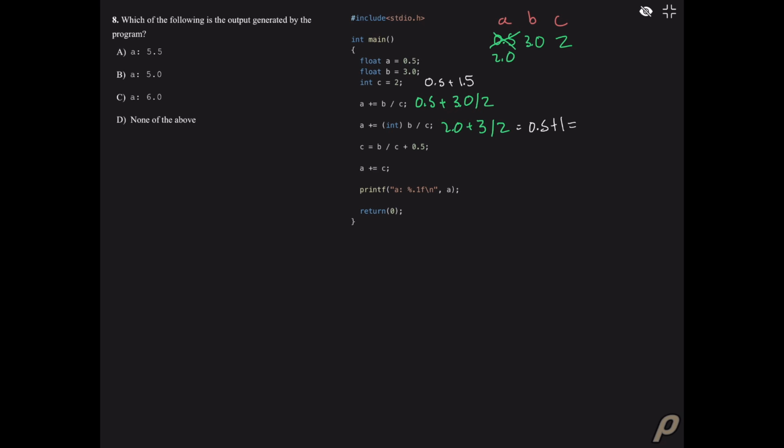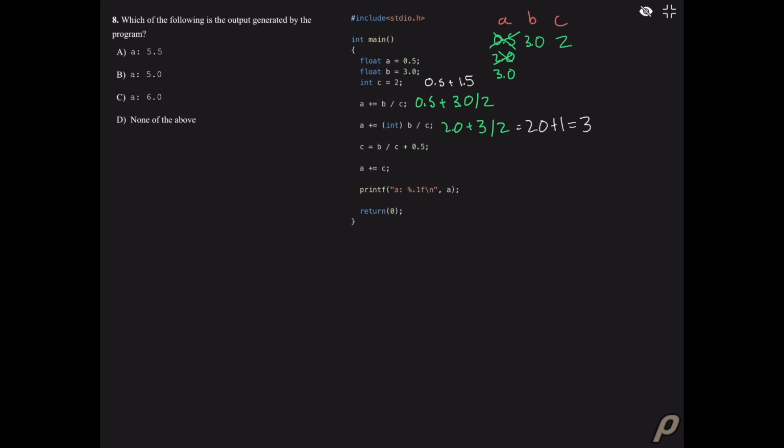I should cross that out so I don't get confused again. Okay, my bad there. So this is a 2.0 plus 1, and that'll give us a value of 3. That is now our new value of a as we update it yet again, and we'll cross this out so we don't get confused again. All right, moving on to the next line.